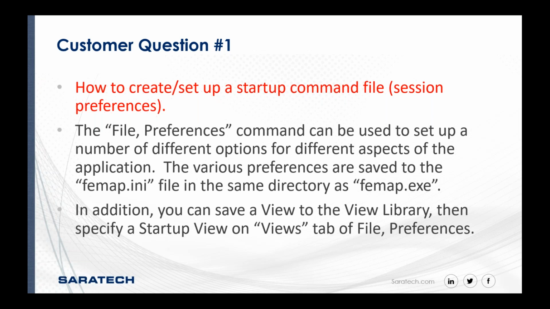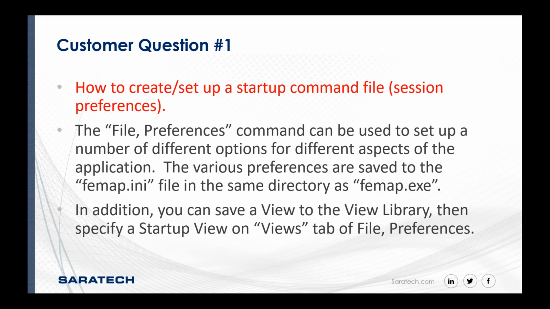Those preferences are then saved in what we call the FEMAP.ini file, or an initialization file. So when you start FEMAP, or when you save any of these preferences, your preferences are saved to the FEMAP.ini file. And that's typically stored in the same directory as the FEMAP.exe. Our current version of FEMAP is version 12.0.1.